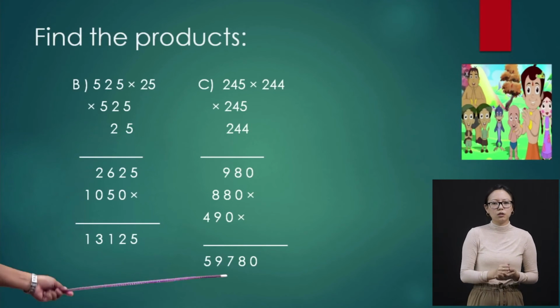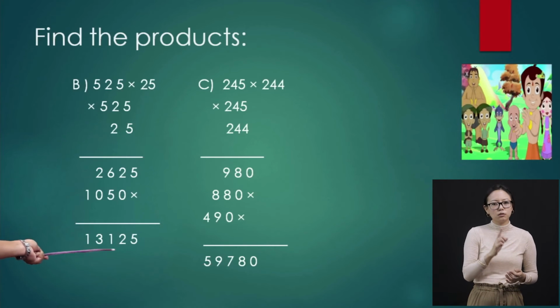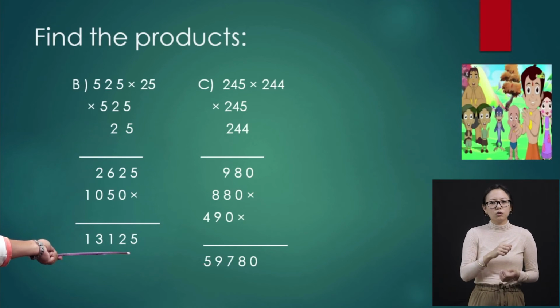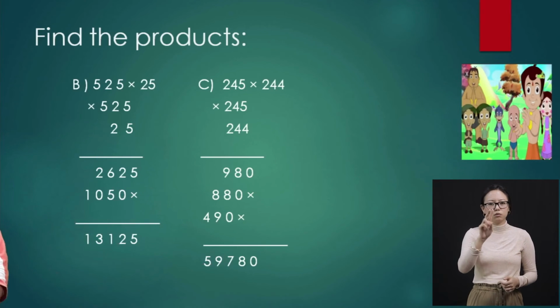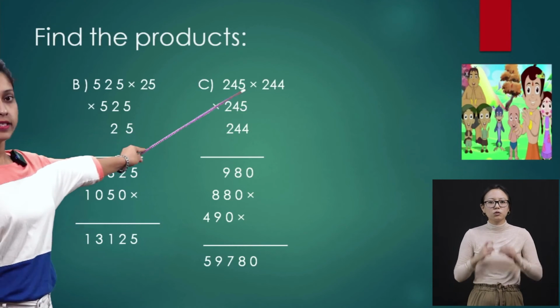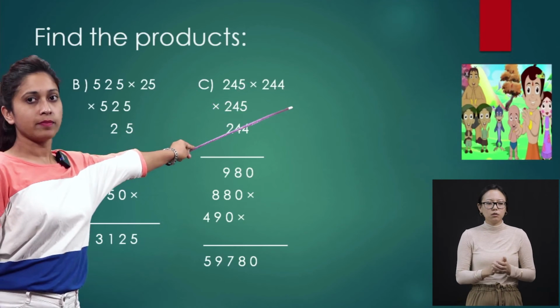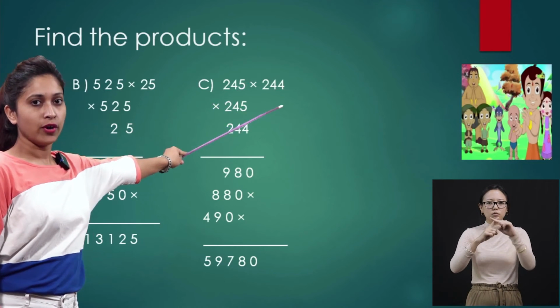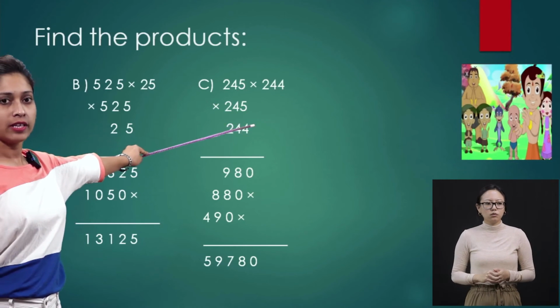So we got the answer as 13,125, right? All right. Now we will do the next number, that is 245 multiplied with 244. When you multiply them, how much do you get, children?